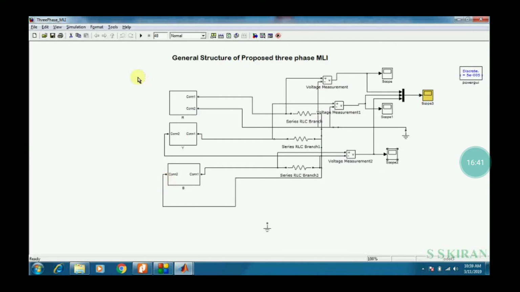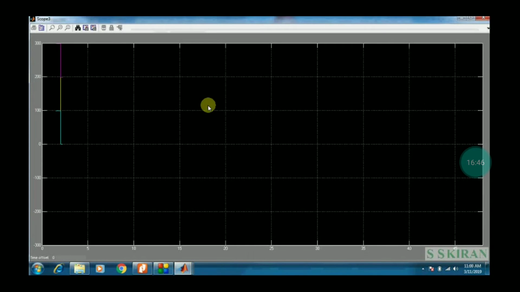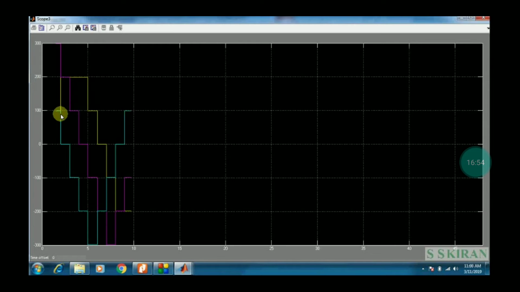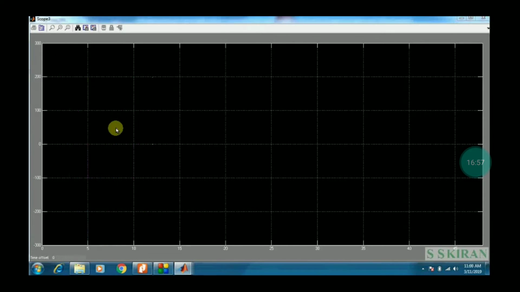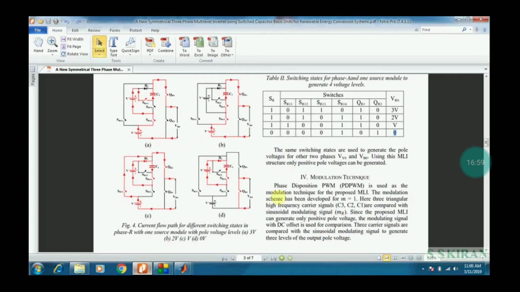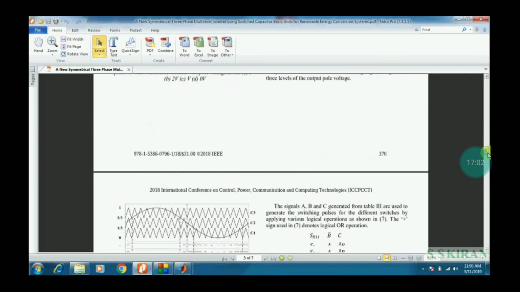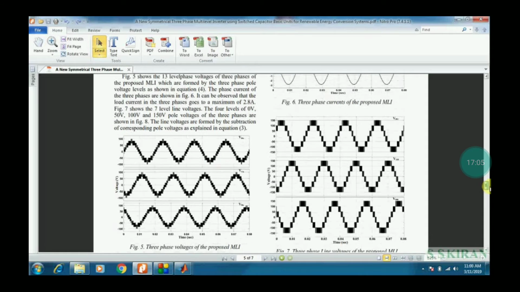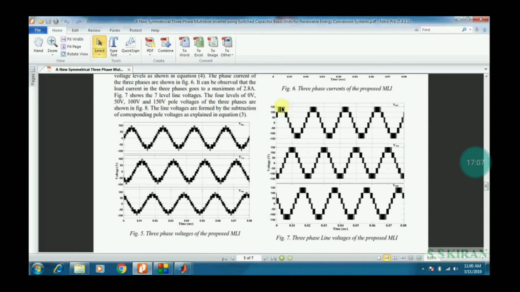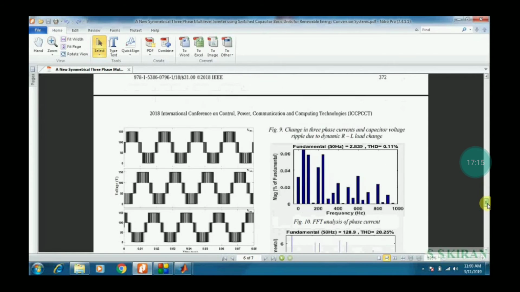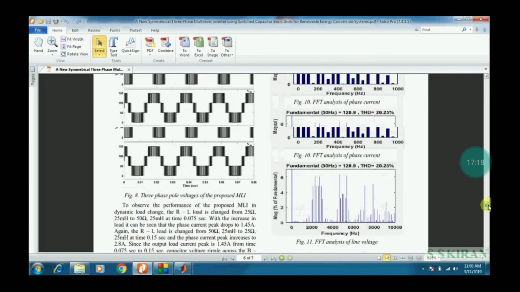Just come back, again I will try, see scope 3. Parallelly we can get 3 outputs. See here, there are 3 colors for the difference. Yes, 1 2 3, right? That's fine. This is the designing of switched capacitor basic units for MLI. We can also observe all the blocks, even line voltages, 3-phase voltage of the proposed MLI. At the same time pole voltages, everything we can observe in these blocks.